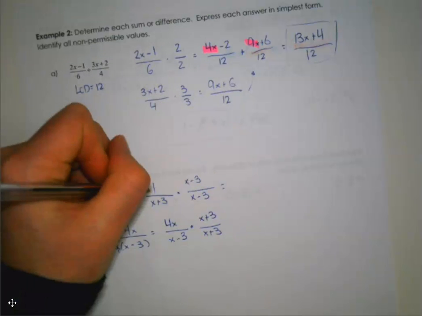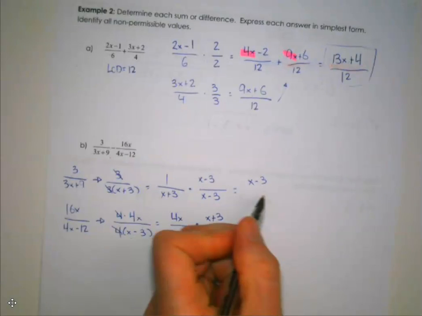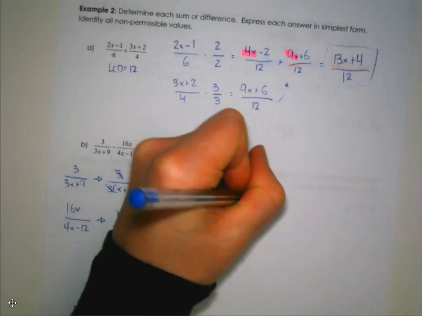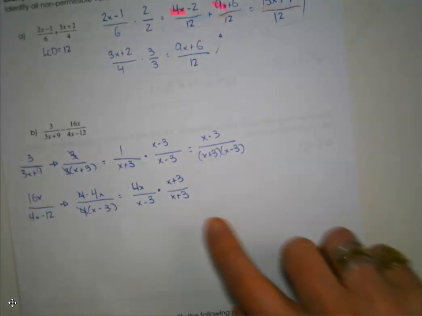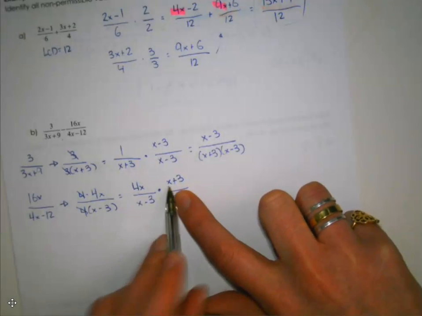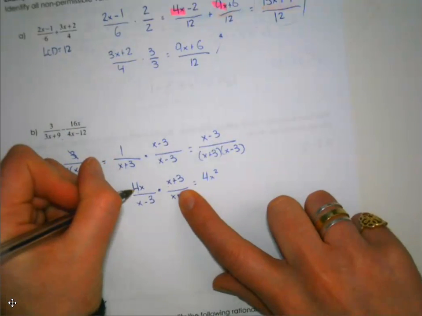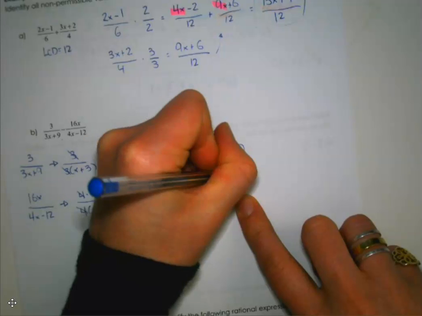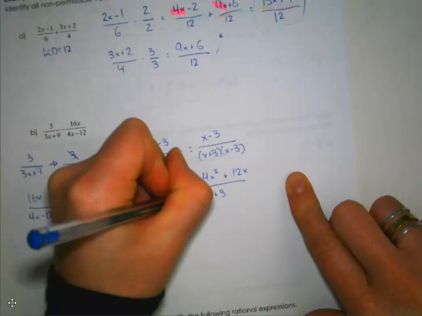Okay. So 1 times x minus 3 is just going to be x minus 3. And then on the bottom, we're going to have x plus 3 times x minus 3. Then on this one, we're going to have 4x times x plus 3. So make sure you multiply by both terms. 4x times x is going to give us 4x squared. And then 4x times 3 is going to give us plus 12x. And then on the bottom we're going to have the x plus 3, x minus 3.